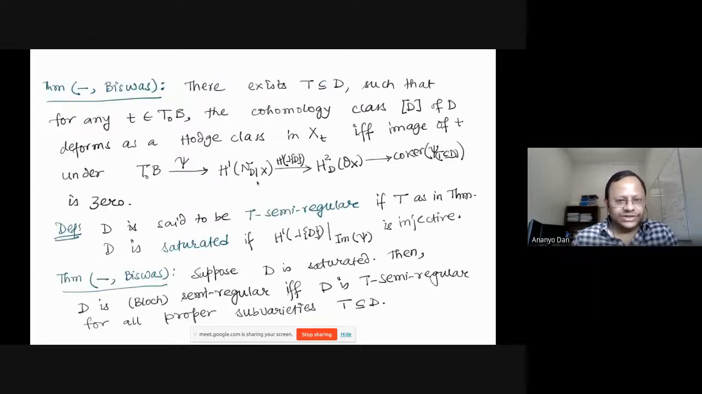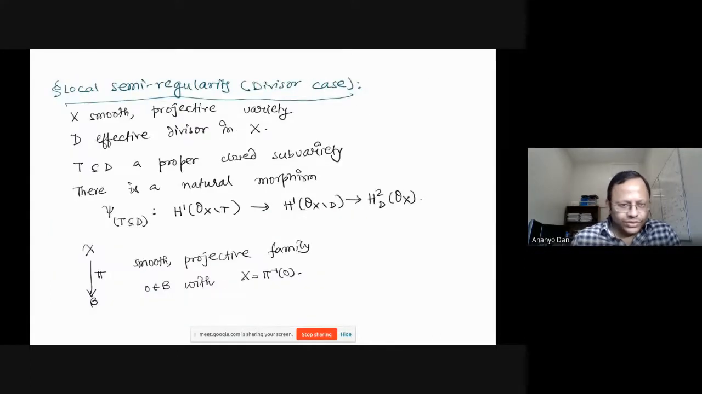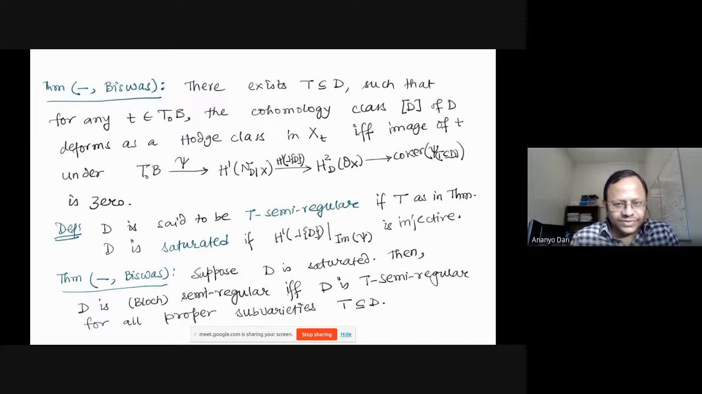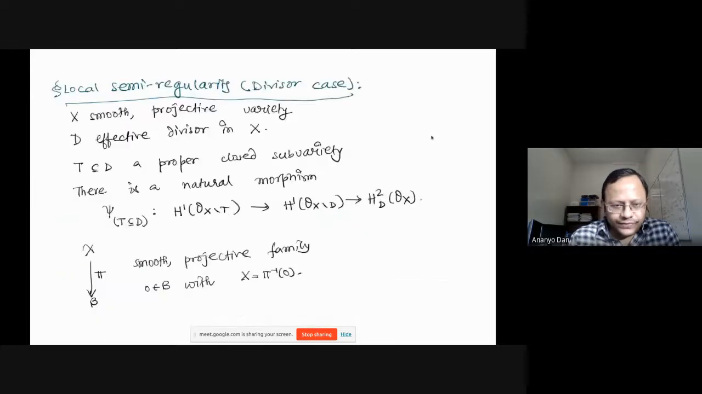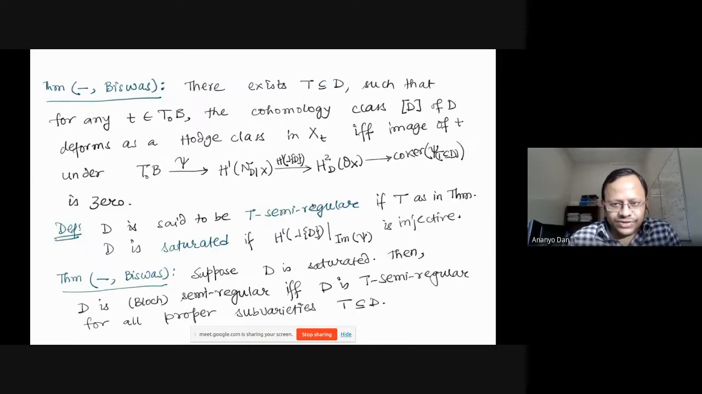In particular, if you look at the co-kernel of this map from H1 OX minus T to H2 D OX, the co-kernel of this map is going to contain all the information of the topological obstruction.